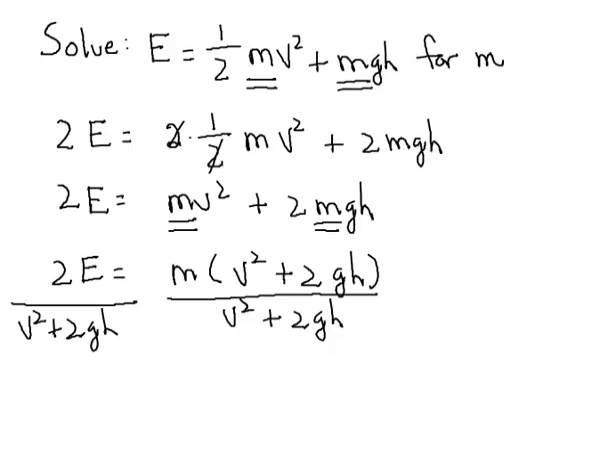So our final result then is little m is equal to 2 times capital E all divided by v squared plus 2gh.